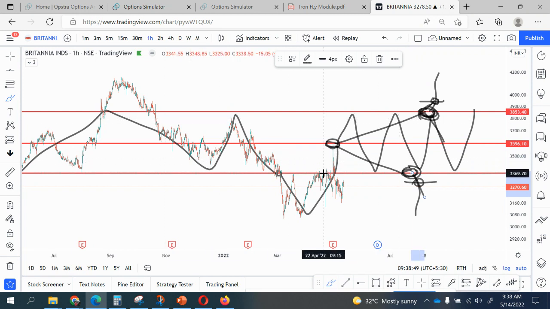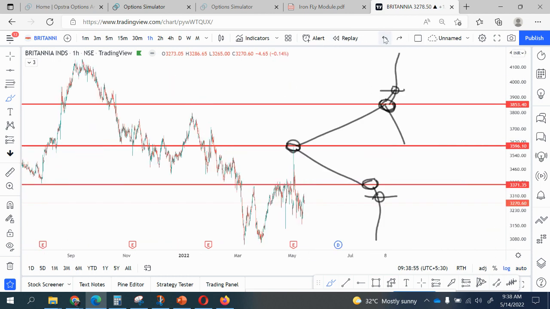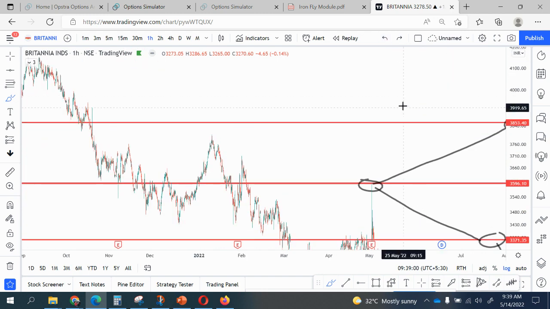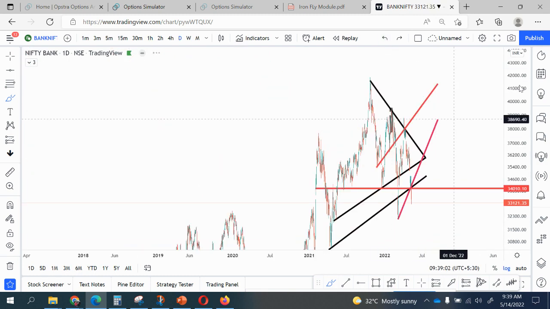And one more thing: you might have a question. What if I told you we have to go for the iron fly when the VIX is high? So what if the VIX is low? Let's say this is a potential area. This is very important, friend.